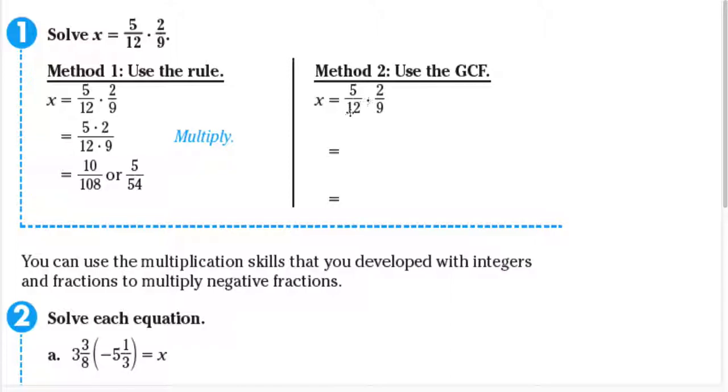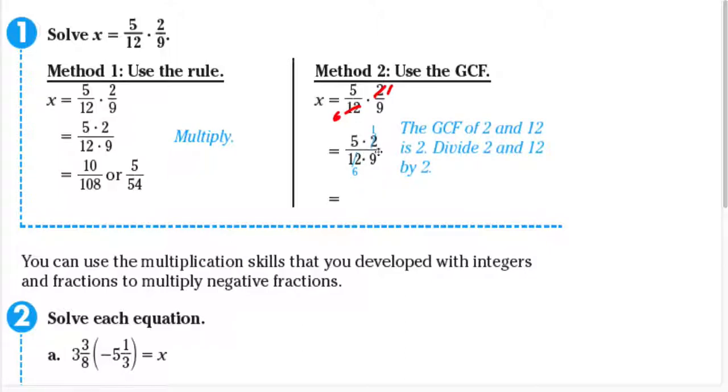If you notice, 2 and 12 have a GCF, which is 2. So you divide 12 and 2 by their GCF, which is 2. 2 divided by 2 is 1. 12 divided by 2 is 6. If you notice, there are no more GCFs. So we simply multiply 5 times 1, which gives us 5, and 6 times 9, which gives us 54. If you notice, we didn't have to simplify. We already have the simplified answer.